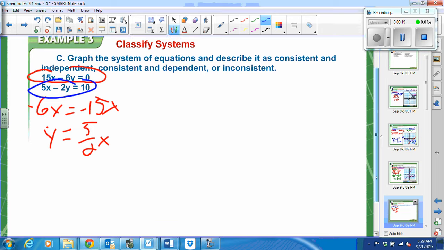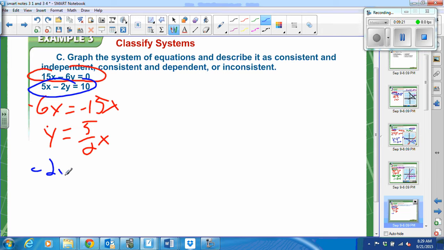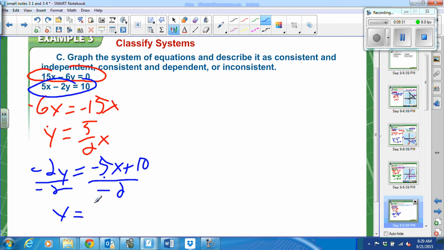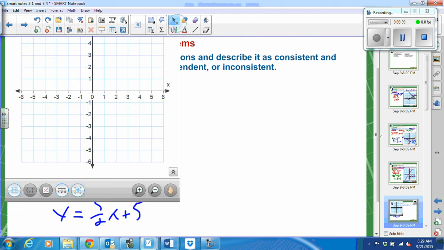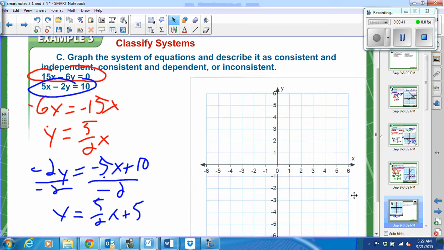And then when we do the other one, we get -2y = -5x + 10. Divide by -2. And y = 5/2 x + 5. So we look at the slopes and we should know that these lines are parallel.